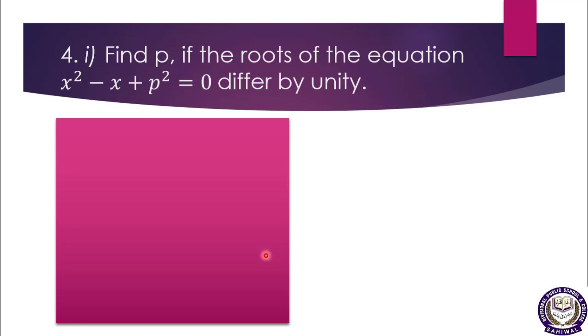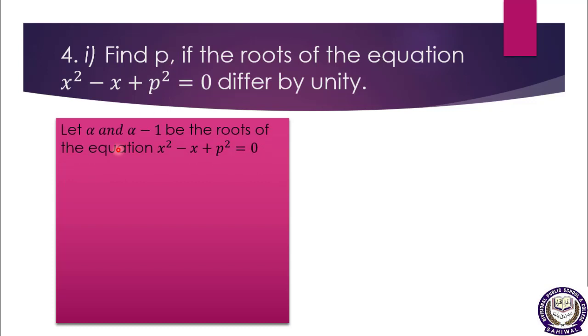Let's explain it with the help of a question. The question states, find p. You have to find the value of p if the roots of the equation x square minus x plus p square equal to 0 differ by unity. The roots differ by unity. It means if one root is alpha, then the other root should be 1 less than alpha. And we have to find the value of p square, which in this equation is a constant term.